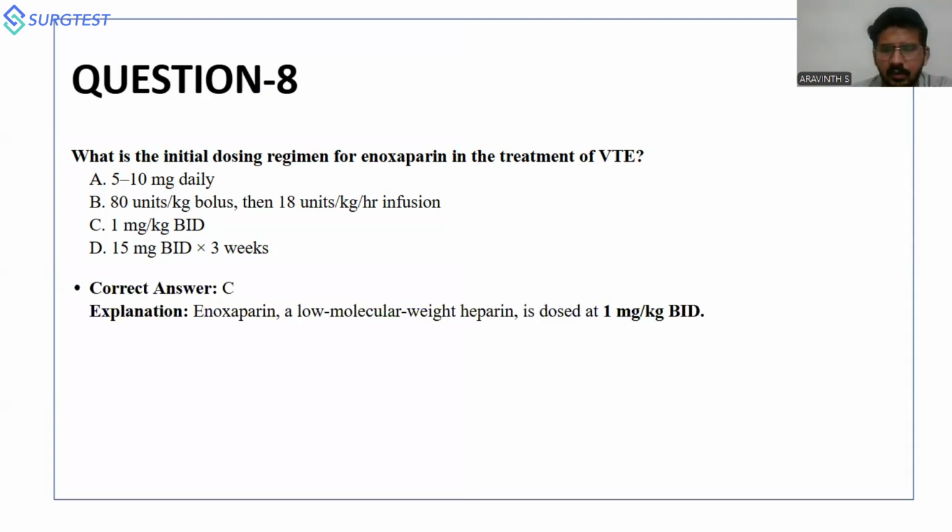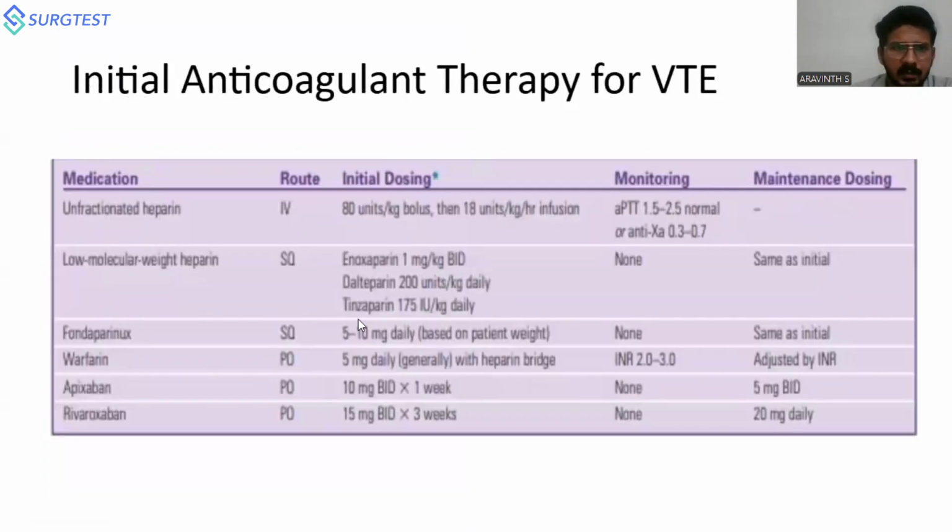That's a very straightforward question. Anybody who's worked in a reasonable ICU or in the perioperative setting would be aware of this. You usually dose it at 1 mg per kg. Just remember the various anticoagulants that are available, the proper dosing, and how you monitor them. Any of this can potentially be asked.